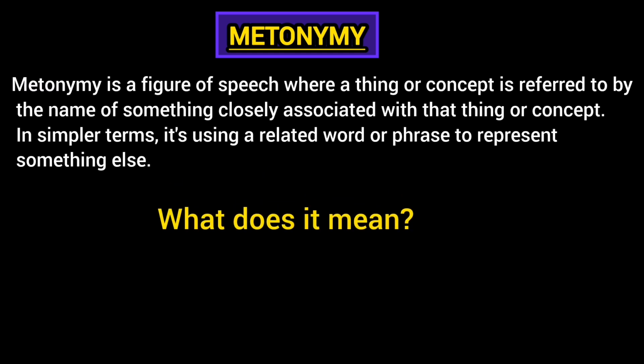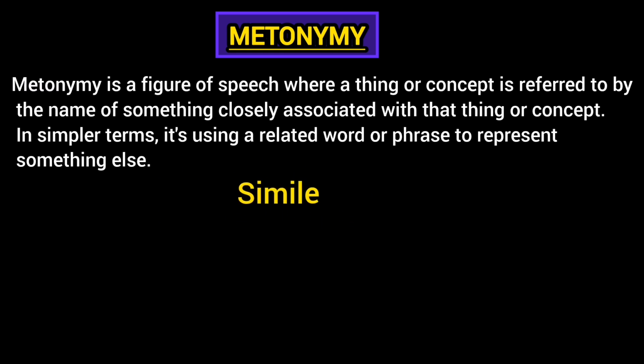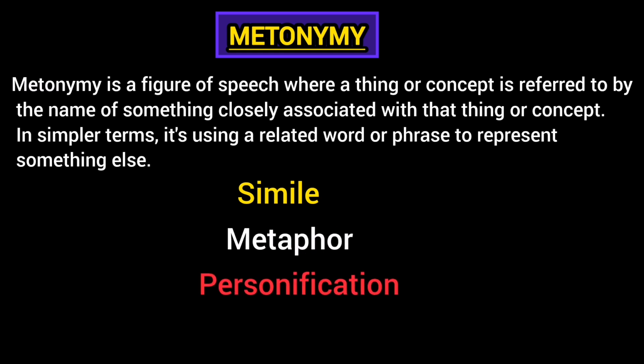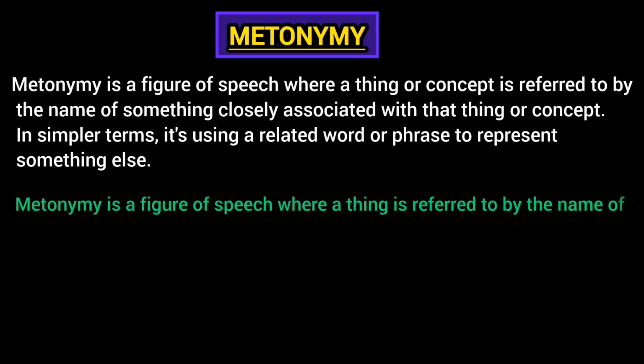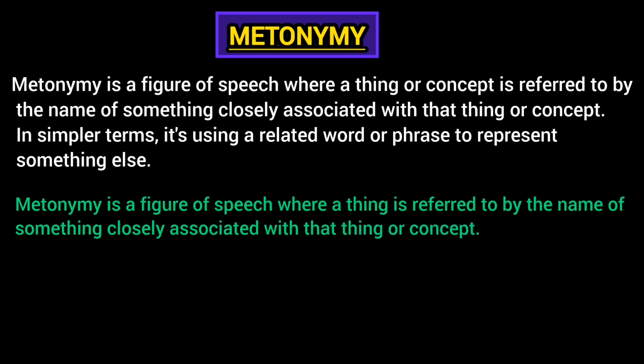What does it mean? Simply, it means that metonymy is like other figures of speech like simile, metaphor, and personification. But in this figure of speech, when we talk about something, we don't mention it directly but we mention a thing that is closely related with it. In other words, metonymy is a figure of speech where a thing is referred to by the name of something closely associated with it. I think you are not getting the point. Let me give you some examples, then you'll understand it.